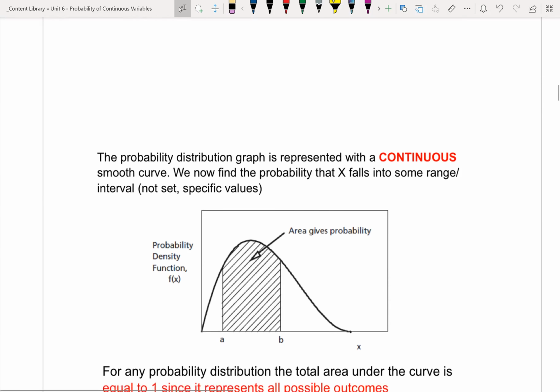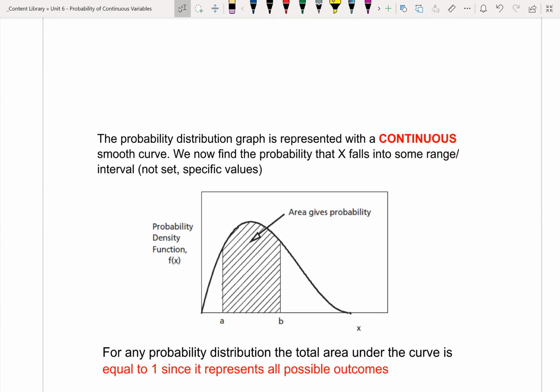The probability distribution graph below is represented with a continuous smooth curve. This will represent continuous data because it's a range of data, so an interval of values is taken into consideration. We now find that the probability of x falls somewhere into a range or an interval, not a set or specific values. Like we saw before, the probability was specifically a certain value. Here it's now going to fall between a range of values.